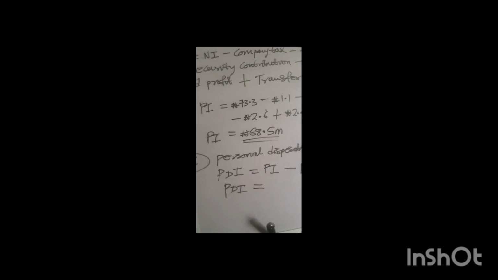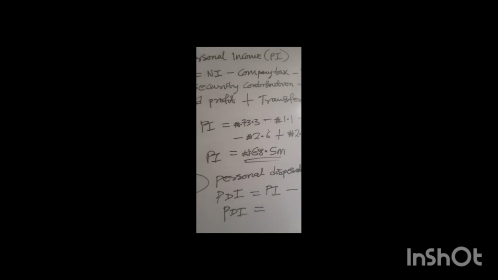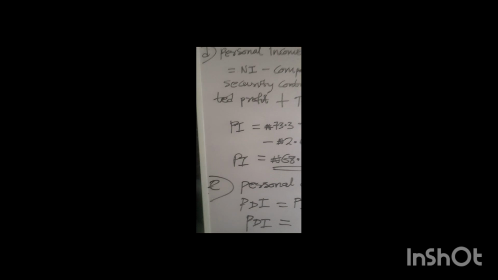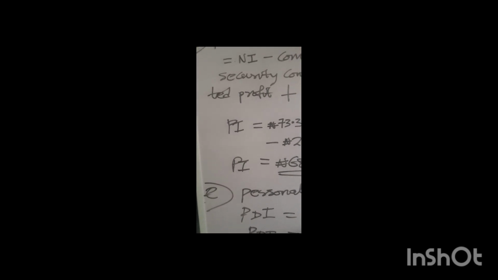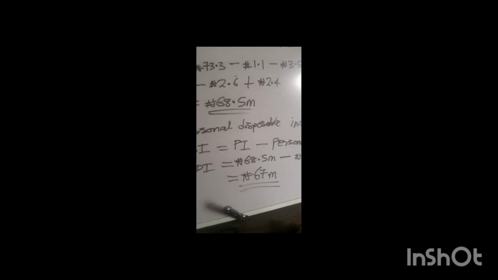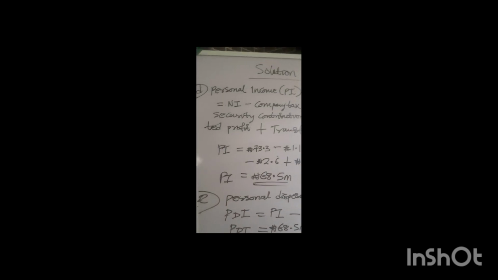So our personal disposable income is equal to our personal income, which is 68.5 million as we have computed, minus our personal tax of 1.5 million. So that gives us 67 million as our personal disposable income. And now that ends the solution to the question.